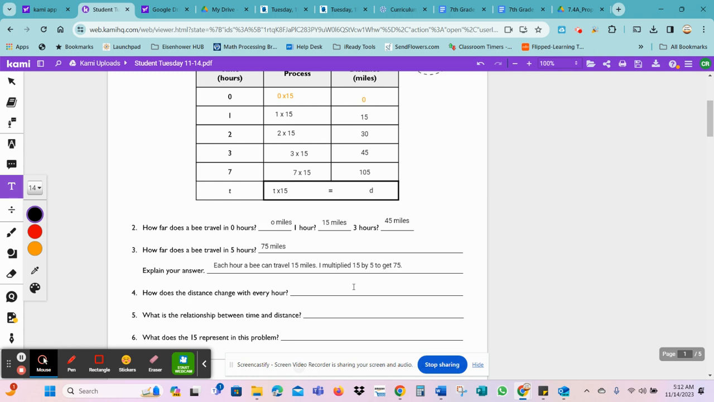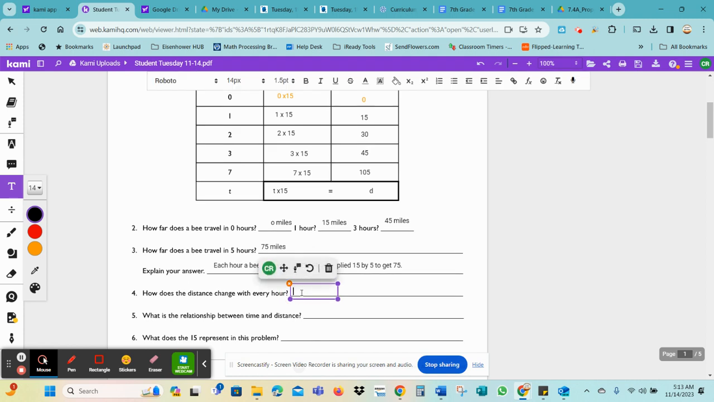Question 4. How does the distance change with every hour? What do we notice? Yeah, so if you say that each hour is 15 miles, you're absolutely right. So each hour is 15 more miles, and that's how the distance was changing, every 15 miles, right? Question 5. What is the relationship between time and distance?